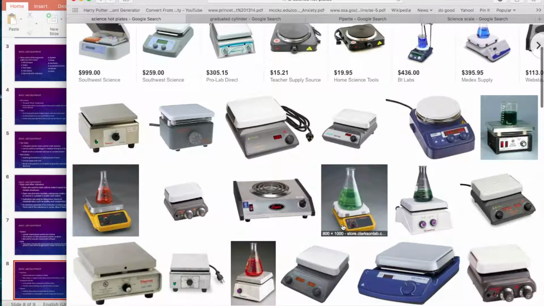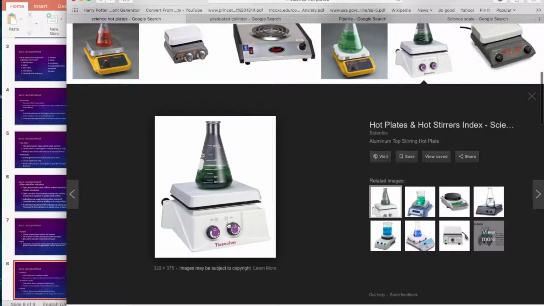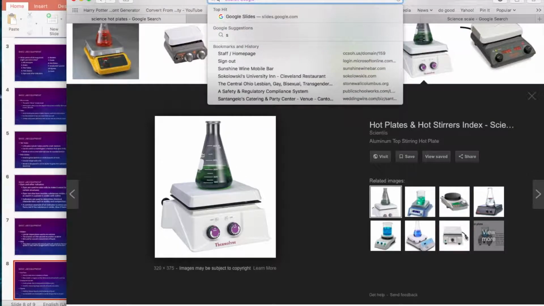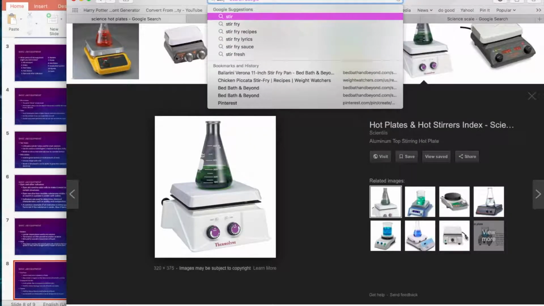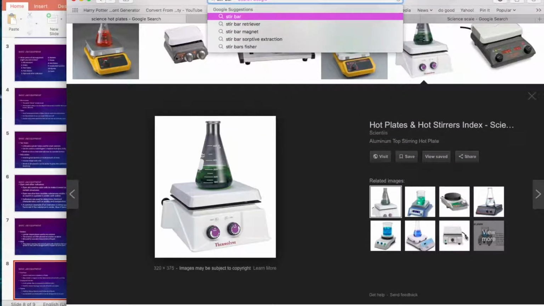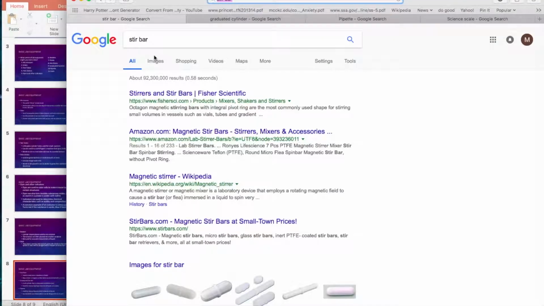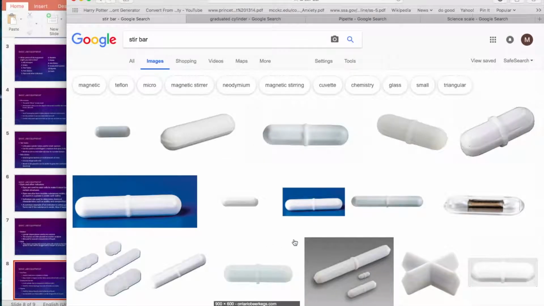Here is a hot plate. Here is one that has the option of heating and stirring. You can do both at the same time. I can show you what a stir bar is. So these pill-like shaped things are stir bars, and they have different weights and different sizes as well. So those are stir bars that you use with the hot plate to stir items.